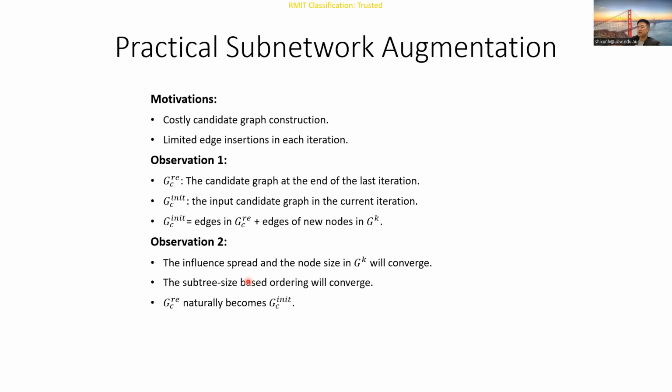And we find that the influence spread and node size in the subnetworks will converge after a few iterations, which means that the subtree size based ordering will also converge. And the candidate path at the last iteration literally becomes the one at the current iteration. And we propose a fast greedy simulation technique, which is able to simulate the rest of the iterations after convergence in linear time.